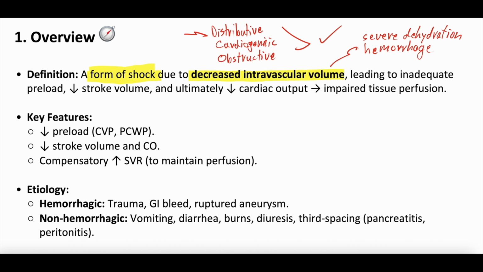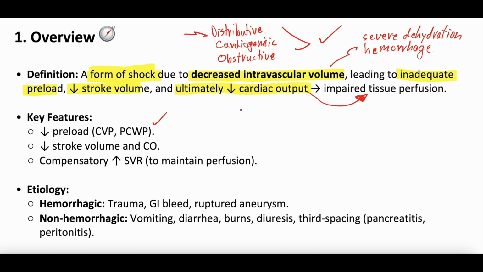But this decreased intravascular volume leads to inadequate preload. This inadequate preload then leads to decreased stroke volume and ultimately decreased cardiac output. That decreased cardiac output then leads to impaired tissue perfusion. So if we break this down a little bit further, your key feature is a decrease in preload. This is the origin of the insult.